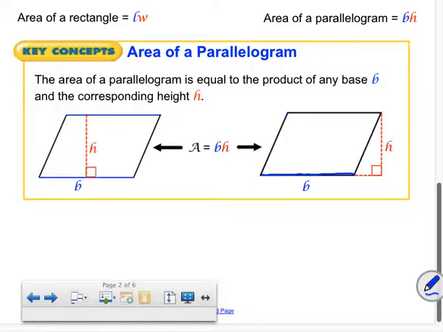They might have the height drawn outside of the parallelogram. Do you see how it's outside of the parallelogram? You have to understand, this is not really part of the parallelogram. It's just telling you what the height is to the other base. From one base to the other, that is the height. You understand? Any questions? And the formula says the area of a parallelogram is equal to the product, meaning multiplication, of any base and corresponding height.